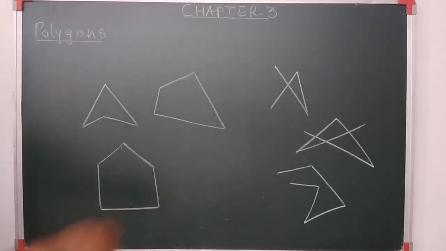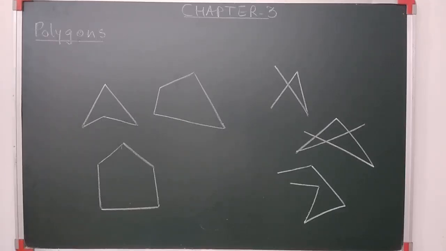The new chapter, chapter number 3, is understanding quadrilaterals. Before we go to quadrilaterals, let us understand what polygons are. We are very much aware of the term, but let us recall what polygons are.